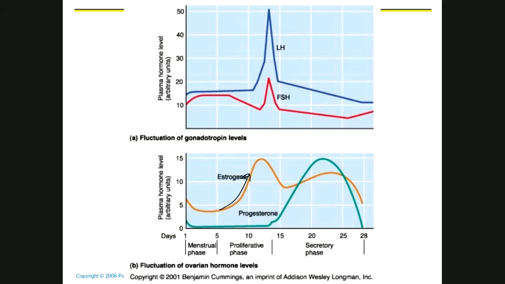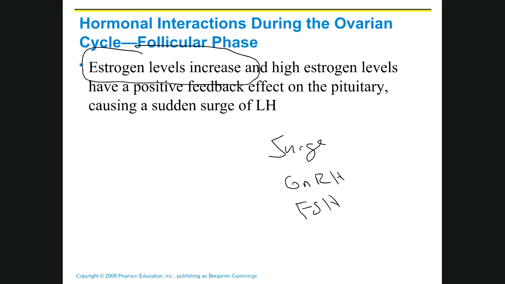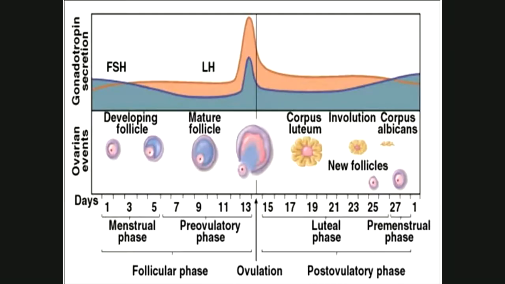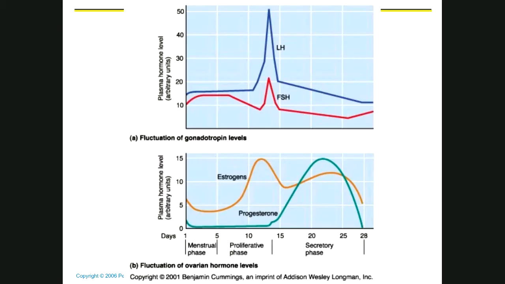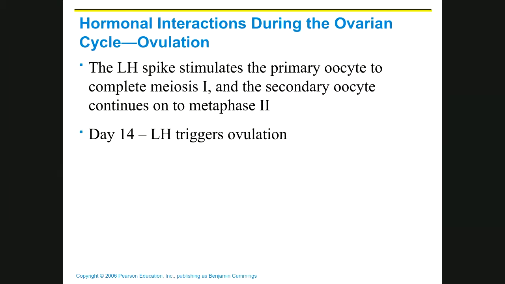And then at some point, on about day 14, when estrogen levels get to a certain level, we're going to get this surge, spike of GnRH, of FSH, and LH. And so we can see that happen right here. And that surge is going to cause ovulation to happen. So we're going to get ovulation.